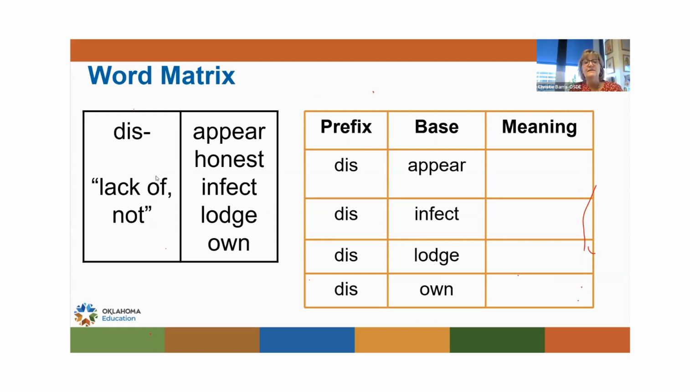You can find these. I put the link in your resources as well to make these, but they build words using the prefix and the base. So the black box would be what you would give them. The orange box would be what they would have on their work surface, and they would come up with the meaning.